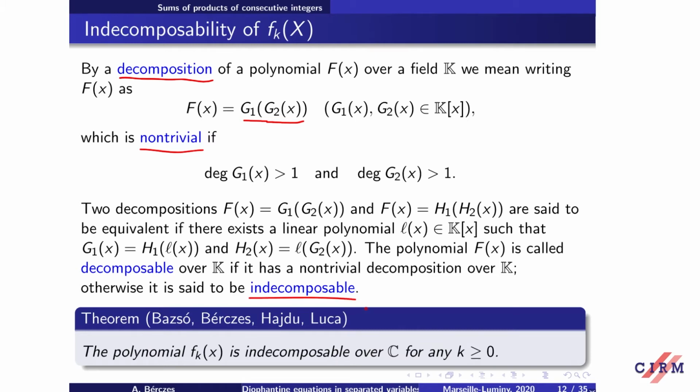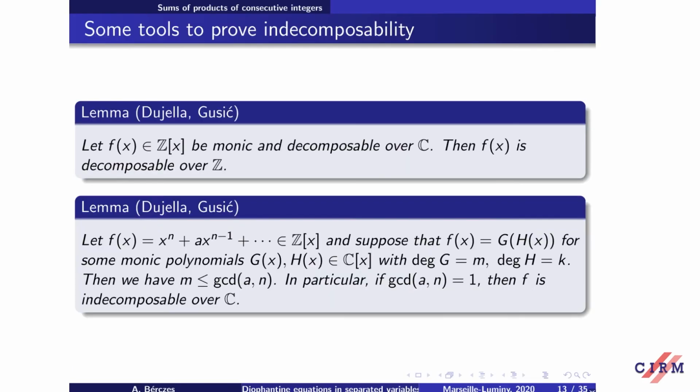And what we proved together with Vasó, Hajdú, and Luca was that the polynomial f_k(x) is indecomposable over the complex field for any k larger or equal to 0. To prove this, we had two very nice tools. Two lemmas of Dujella and Gusić: they proved that if f(x) is a polynomial with integer coefficients, which is monic, and it is decomposable over the complex field, then there exists also a decomposition over Z.